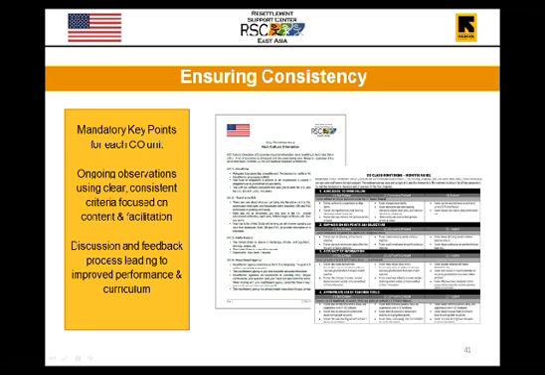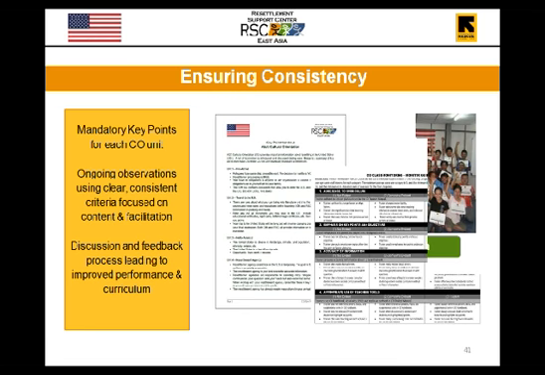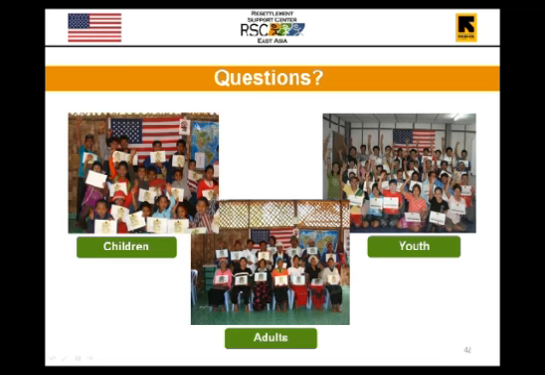And because of the scope of our program, we've really looked at ensuring consistency of messages, and we do that through a multi-layered approach that involves our standardized key points. We had monitoring officers who were from U.S. resettlement for 2 years, and we have other methods of ensuring quality. So I will wrap up and be happy for any questions you might have later.